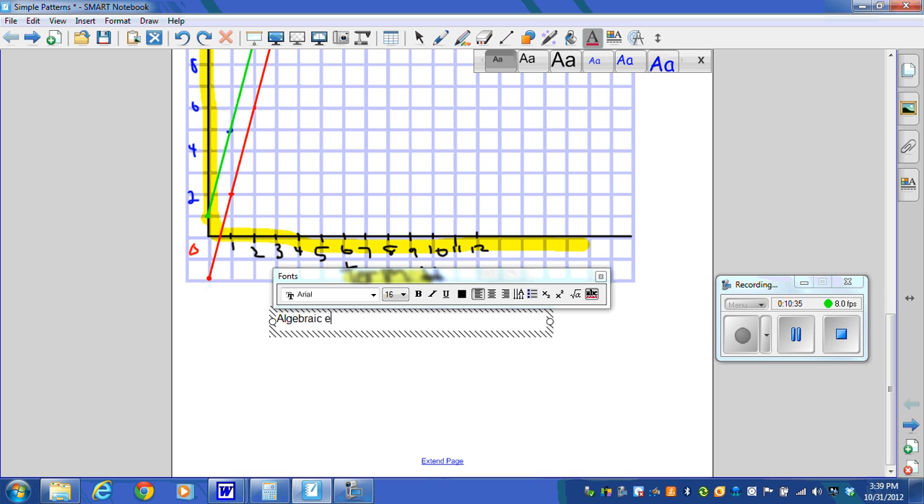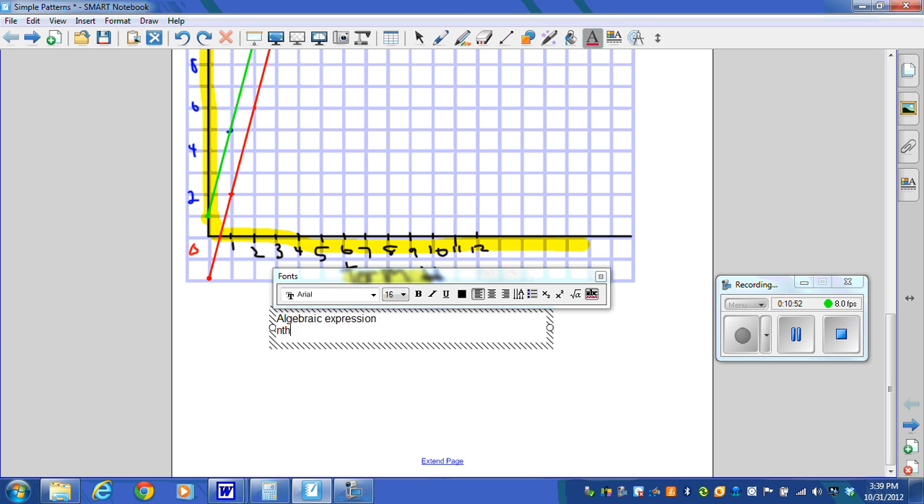Algebraic expression, that would simply be the pattern rule, the 4n plus 2 or 4n minus 2 in the example that I've showed you. The next thing is you might see nth term. This just simply means the pattern rule. Nth term or pattern rule, and this is the same. All of these are exactly the same. You might also see general rule. The general pattern rule or general rule is the pattern rule. These are all the exact same terms.